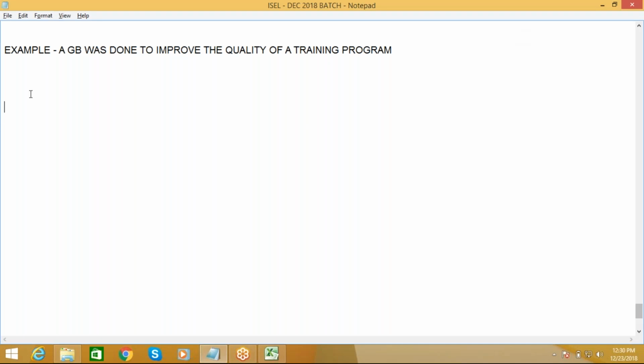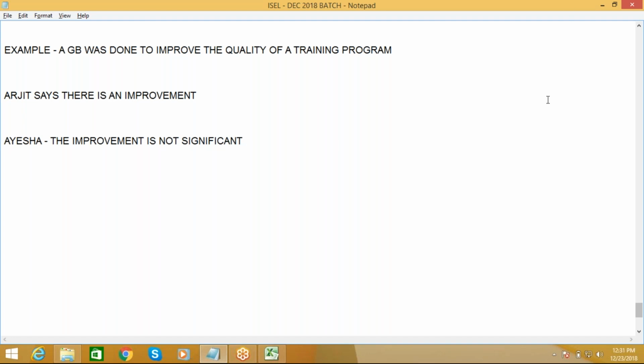So what is the argument Arjit has? There is an improvement, right? A substantial or significant improvement. And I say that there is no significant improvement, or I can say that the improvement is not significant. There is an improvement, but it is not significant, right? Arjit is the operations manager, Chitra.